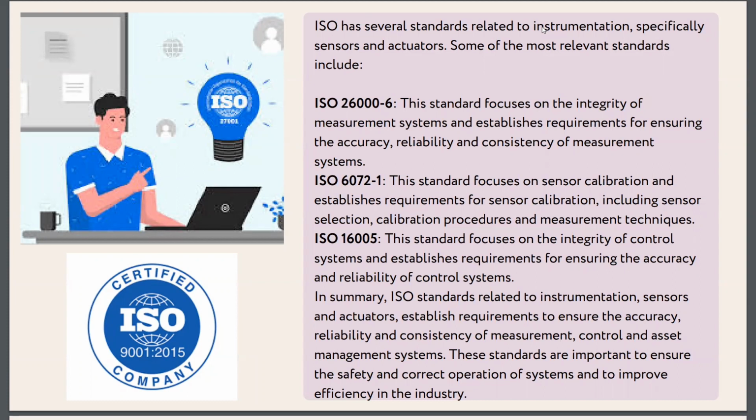In summary, ISO standards related to instrumentation, sensors, and actuators establish requirements to ensure the accuracy, reliability, and consistency of measurement. These standards are important to ensure the safety and the correct operation of systems and to improve efficiency in the industry.